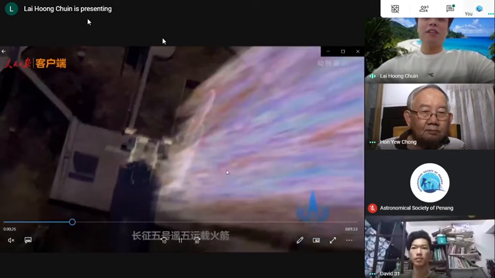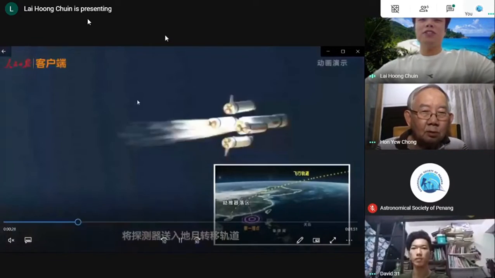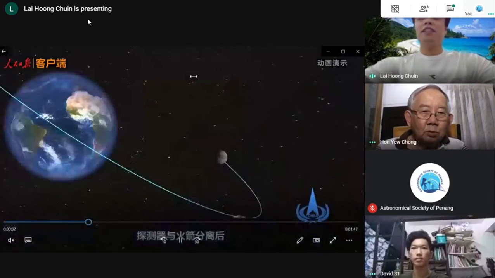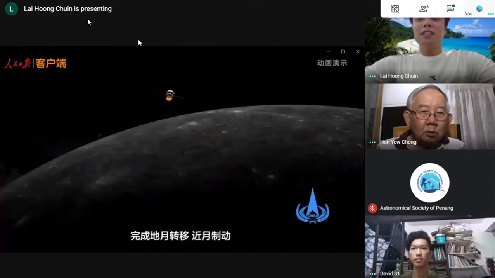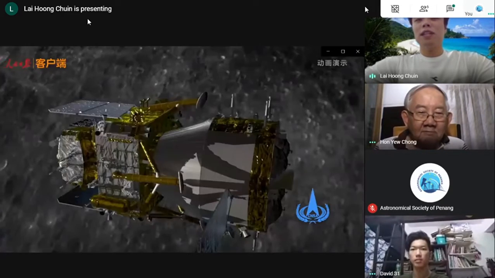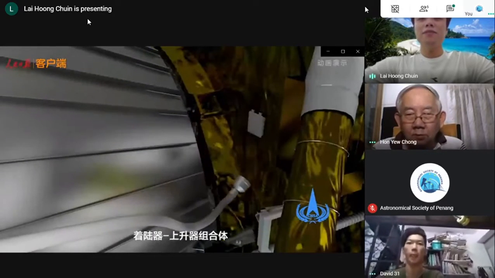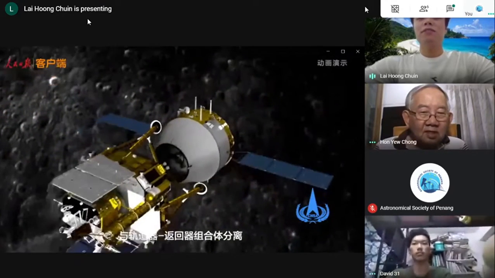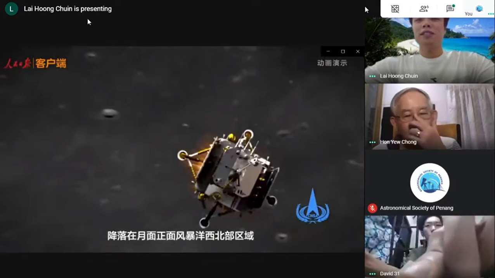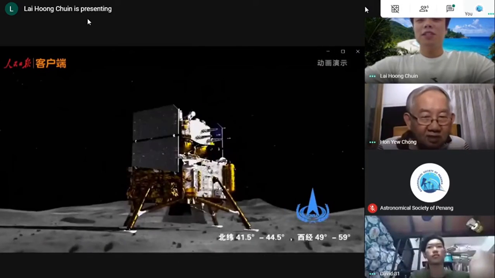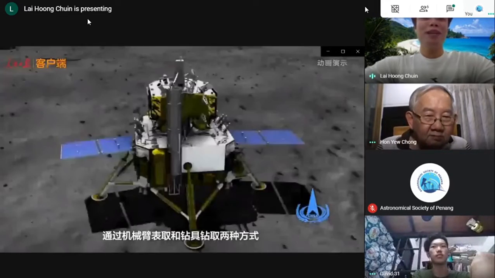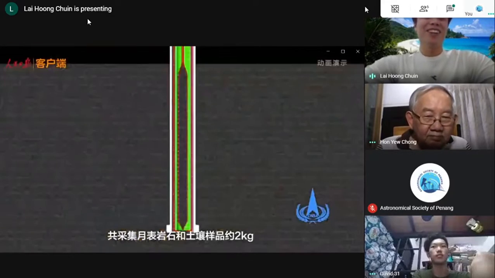It starts from the launch, and after the launch, the Chang'e 5 separates from the rocket, goes to the transfer orbit and then the moon orbit, and then the lander detaches from the whole Chang'e 5 module. The lander will land on the moon surface. A soft landing, they are very experienced with this, no problem. Should be no problem this time, but we don't know sometimes.